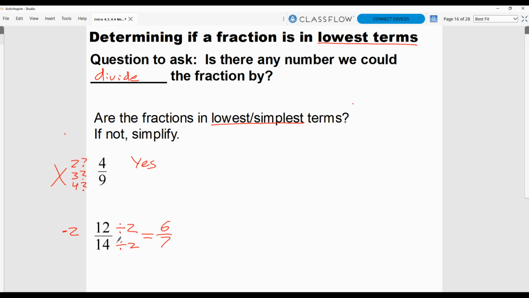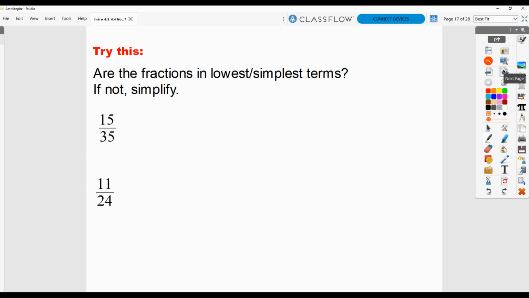So as long as you can divide both your numerator and denominator by some type of number, both the same type of number, then it's not in lowest terms. So try a couple on your own, see if you can identify if you have some numbers in lowest terms or not, and then we'll take a look at your answer and see what you came up with.